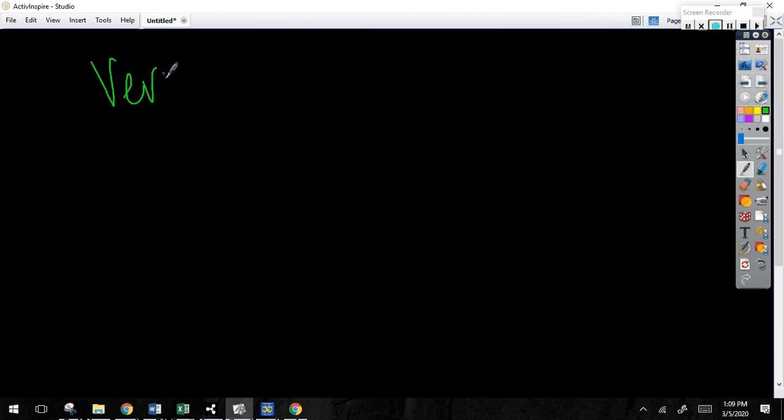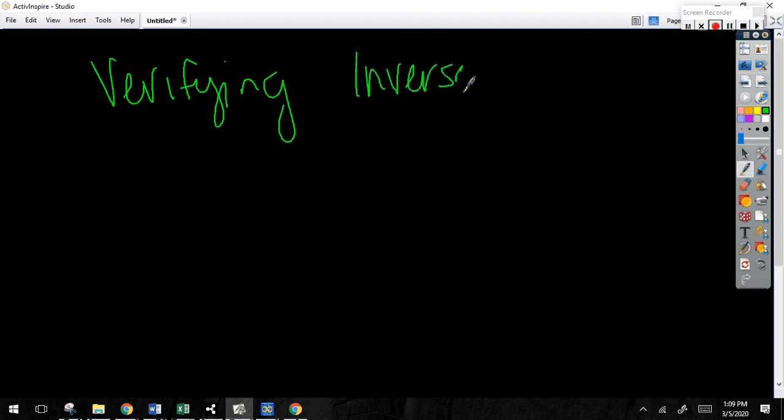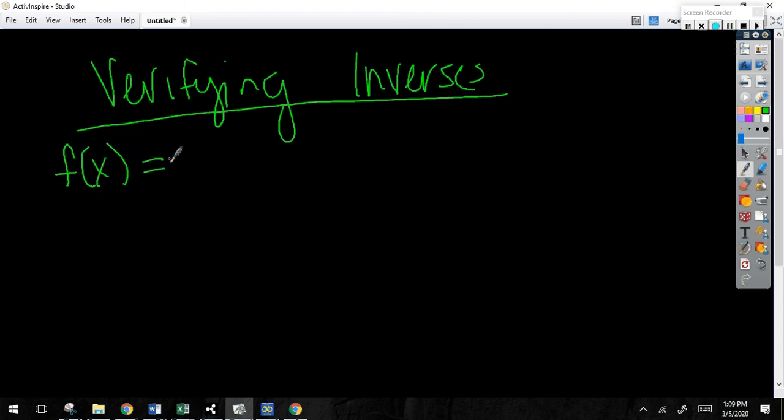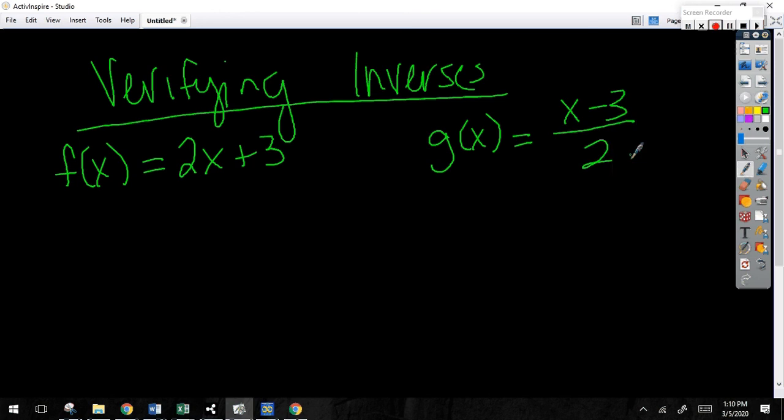Verifying inverses. This, again, we did in Algebra 2. When you have two functions that are inverses of each other, let's say, I'll just do a really easy one. I'll do that very first one we did. What was it? 2x plus 3. And when we found the inverse, what did we say it was? x minus 3 over 2. When two things are inverses of each other, in other words, if I told you that f and g are inverses, something special happens, and we have to verify this way.